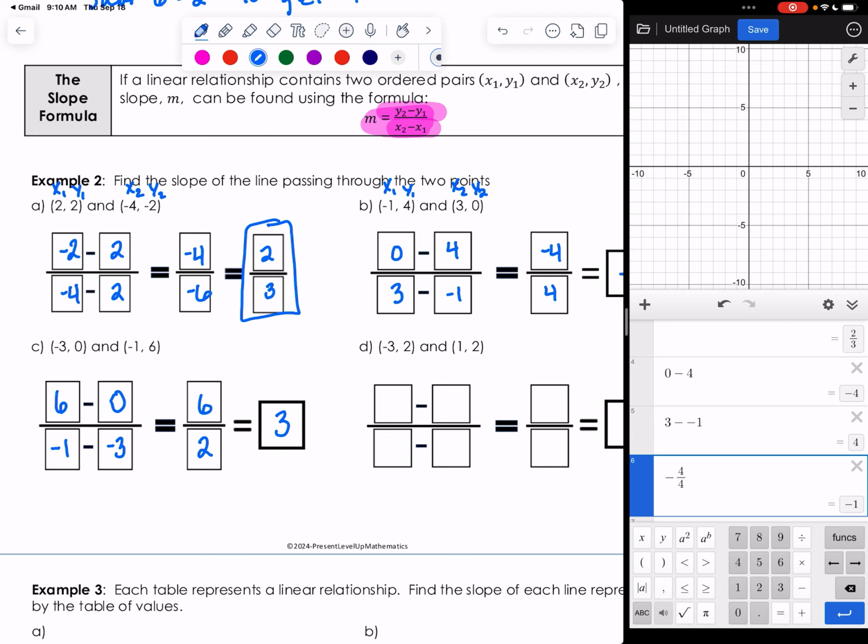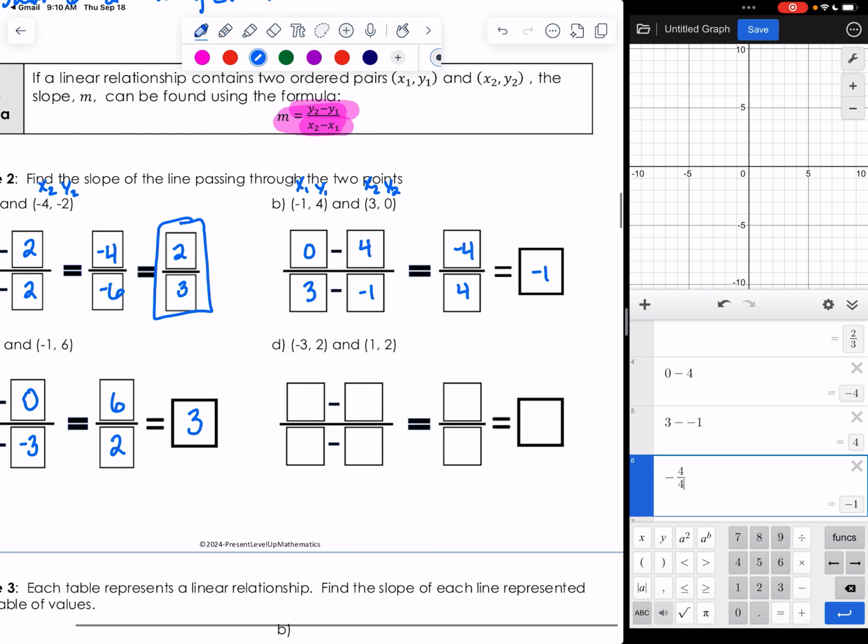All right, pause the video and try problem D on your own now. All right, welcome back. Let's see how you did. On the top of your fraction, you should have put your second y value, which is 2, minus your first y value, which is also 2. On the bottom, you should have put your second x value, which is 1, minus your first x value, which is negative 3. So 2 minus 2 is 0. 1 minus negative 3 is 4. And 0 divided by 4 is 0. So check your answer with mine. Correct anything that you got wrong.